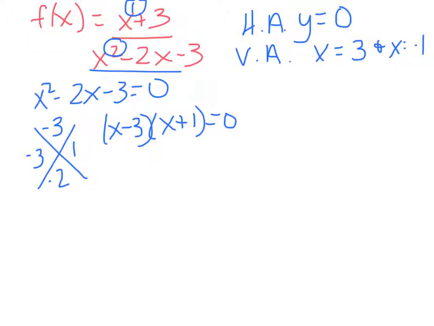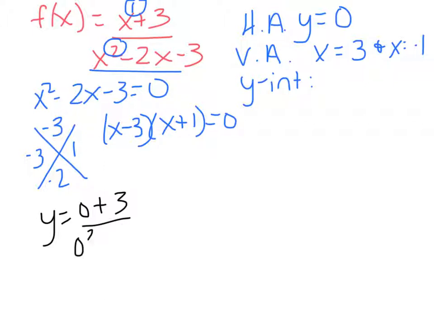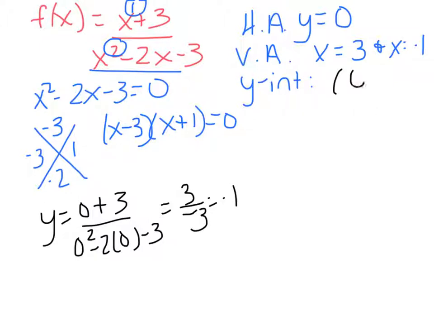And then to find our x and y intercepts, I'm going to start with my y-intercept. Remember, you're going to take your function and plug in 0 for x. So we have 0 plus 3 over 0 squared minus 2 times 0, which is all 0, minus 3. If we solve that, it will be 3 divided by -3, which is -1. So the y-intercept would be 0, -1.